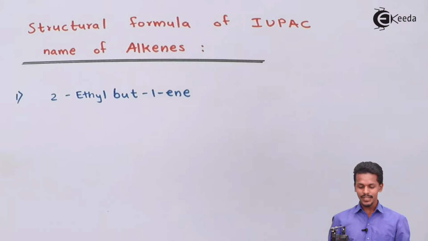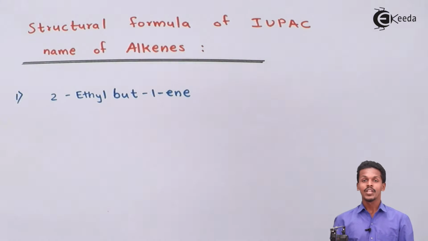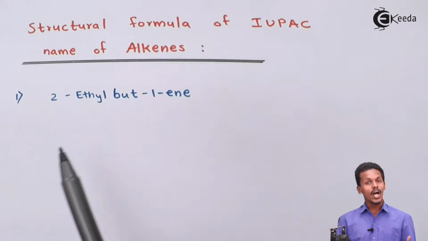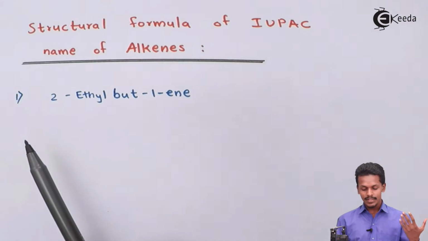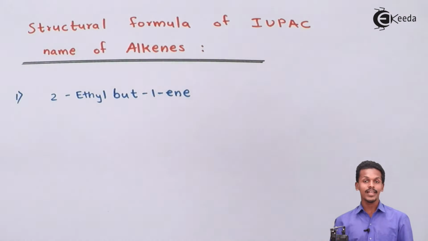Starting with the first one, this is the first molecule for which they have provided the IUPAC nomenclature of an alkene, and we have to draw the structural formula. So how can we draw it? There are a few steps that we have to follow, and only then will we be able to draw the correct structural formula of the alkene from its IUPAC name. In this case, the name is 2-ethyl-but-1-ene.